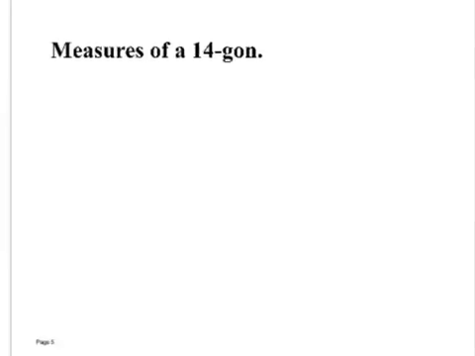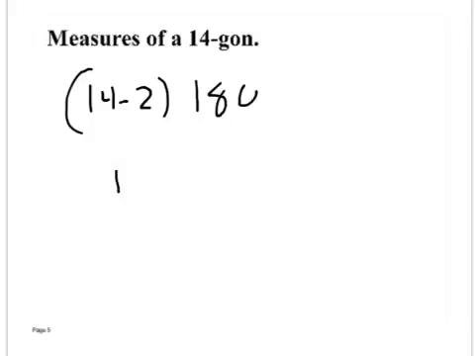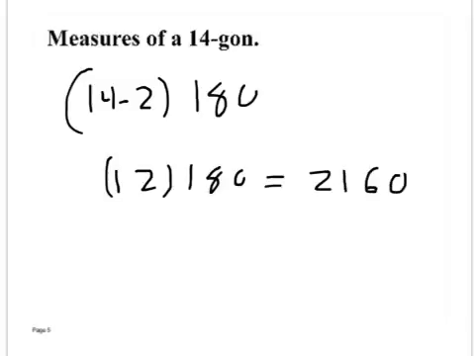Okay, let's find the measures of a 14-gon. So just write 14-gon above, right? So we do 14 minus 2, because there are 14 sides in a 14-gon, times 180. So 12 times 180 is 2160 degrees. Easy enough, right?